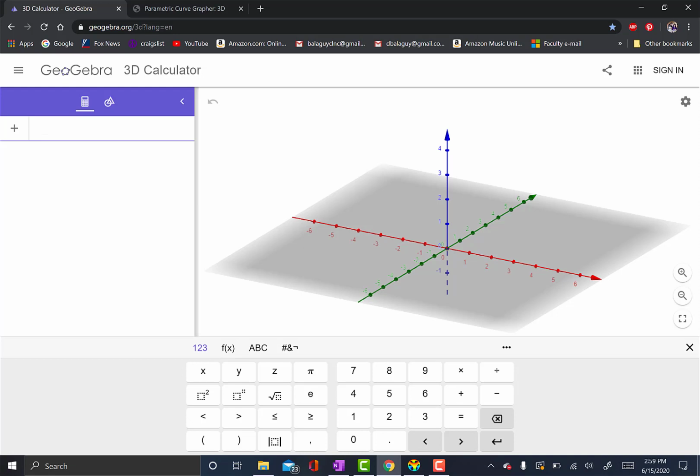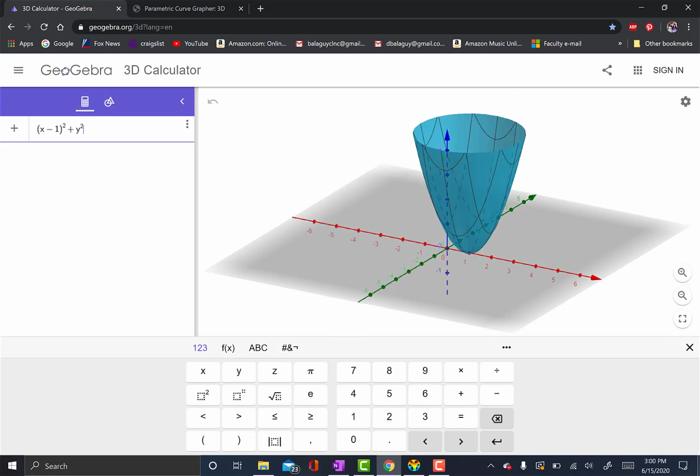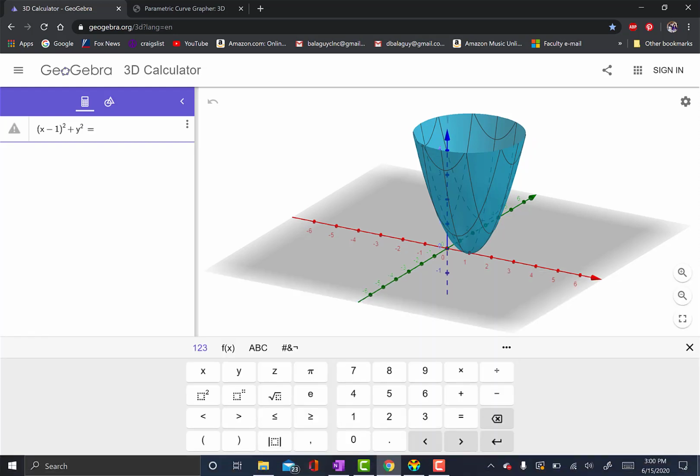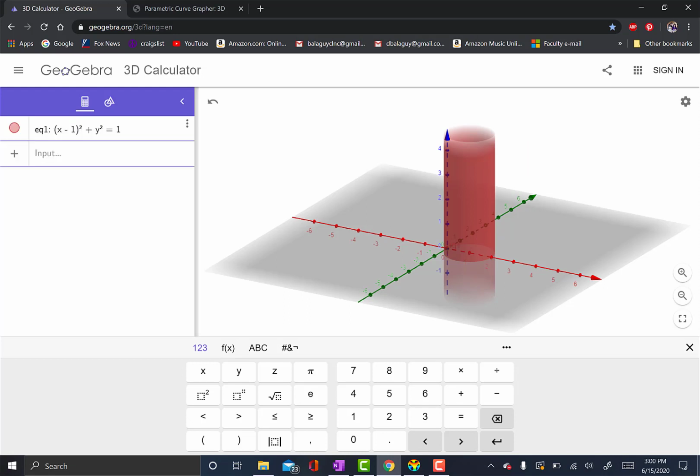It was, I think it was x minus 1. I take it back. Open parentheses, x minus 1, squared plus y squared equals 1. So there is a vertical cylinder. The second one was, oh, it was quick. It was z equals x squared, I think.